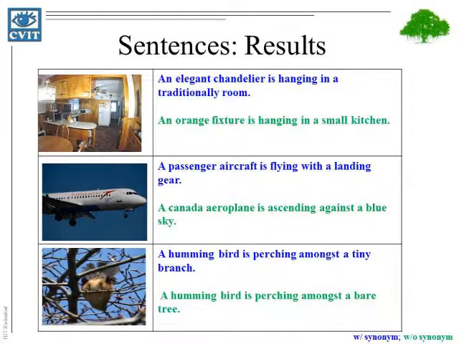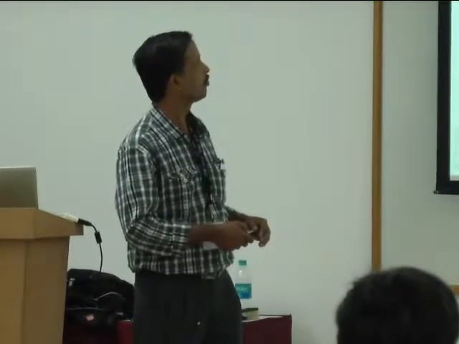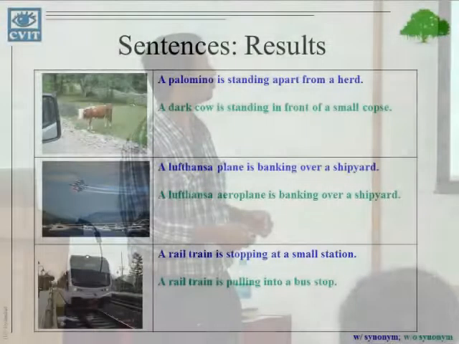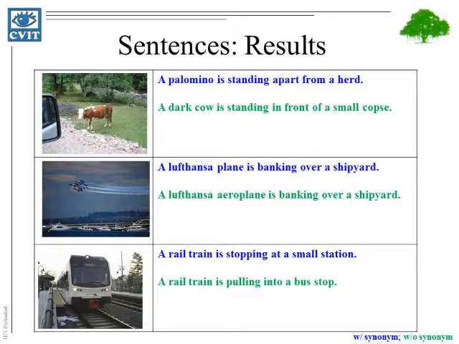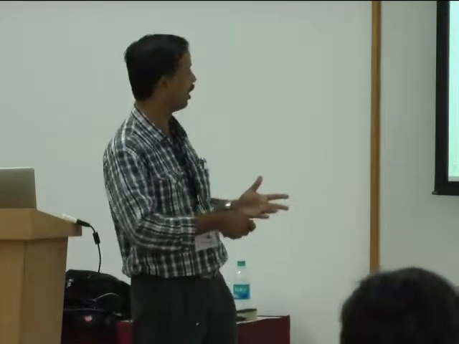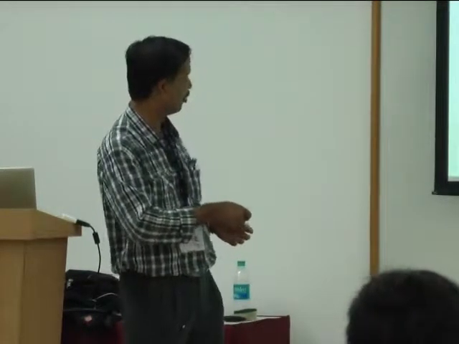This is another set of examples. A rail train is stopping at a small station. A rail train is pulling into a bus stop. So you don't possibly see the bus stop here, but looking at it, you may agree there's a bus stop somewhere. Yeah, maybe possibly you can see a bus stop here.